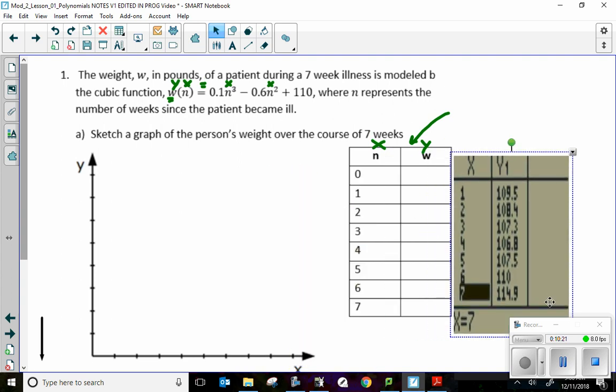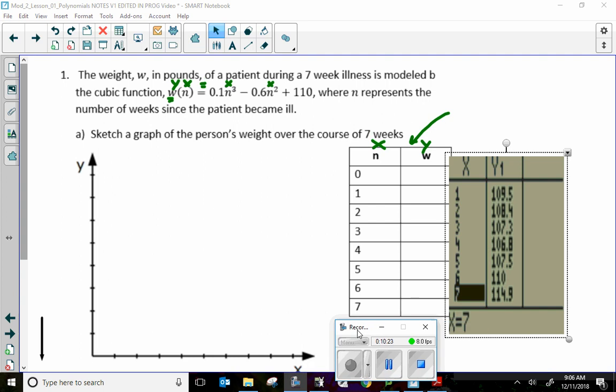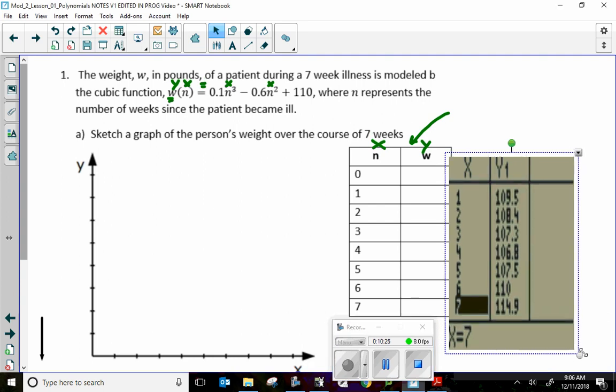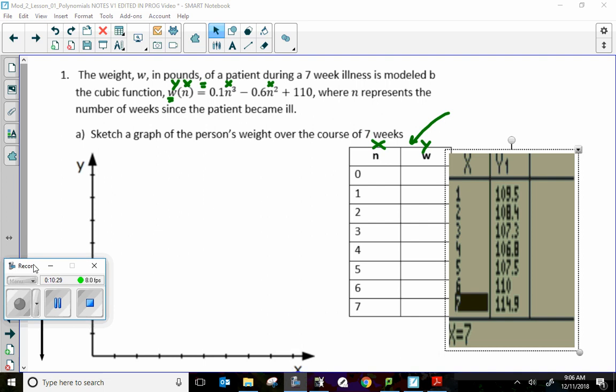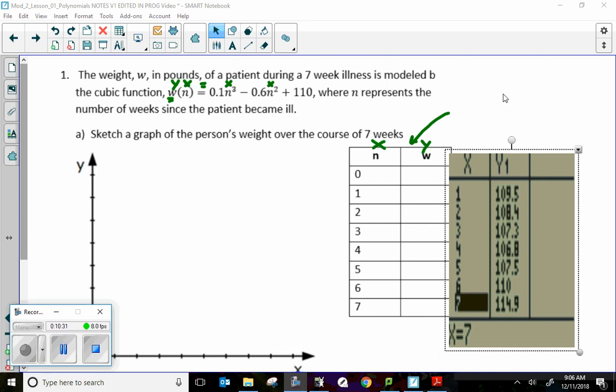It's kind of close. Let's move this. Okay, somewhat close. All right, move this out of the way. I'm going to fill this table in. I know that 0 had 110. 1, and all I'm doing is going through the table.